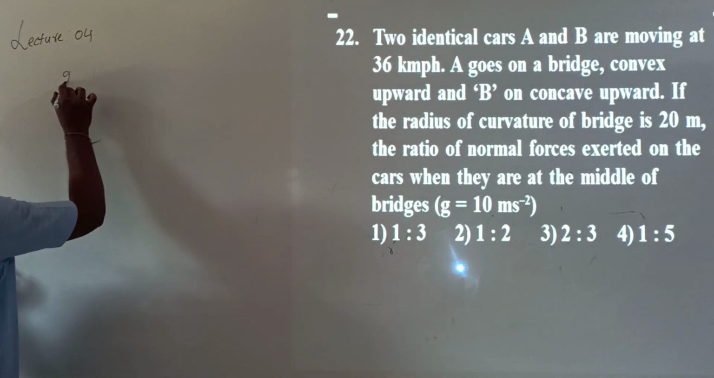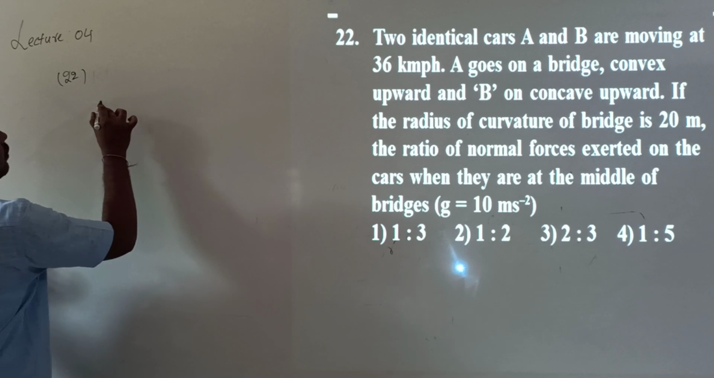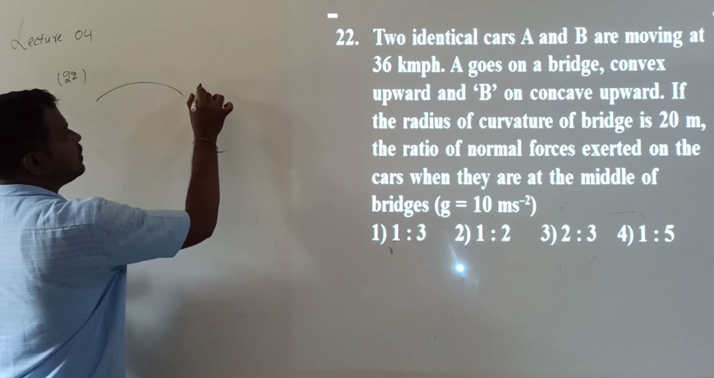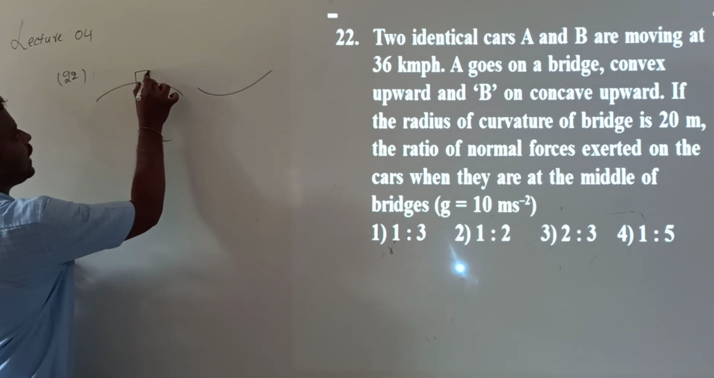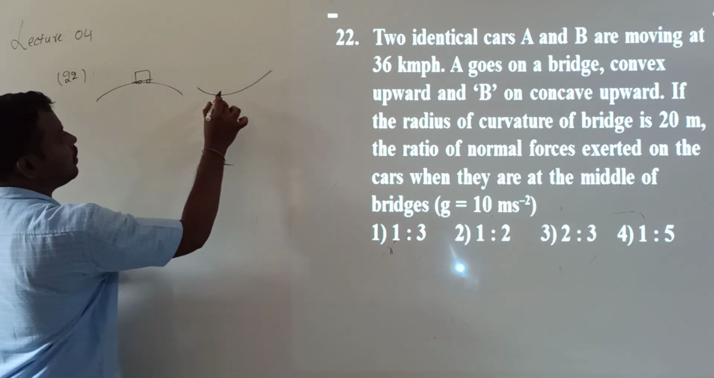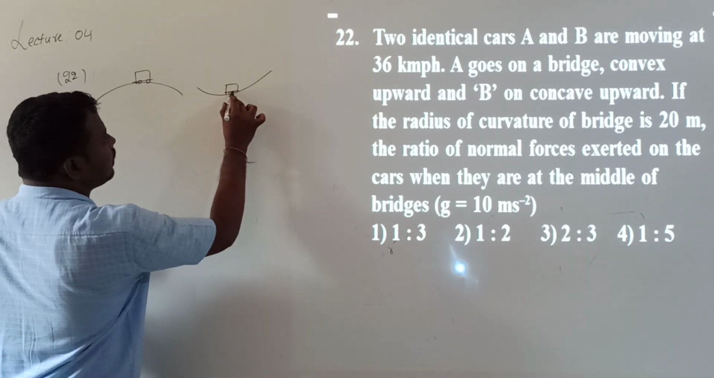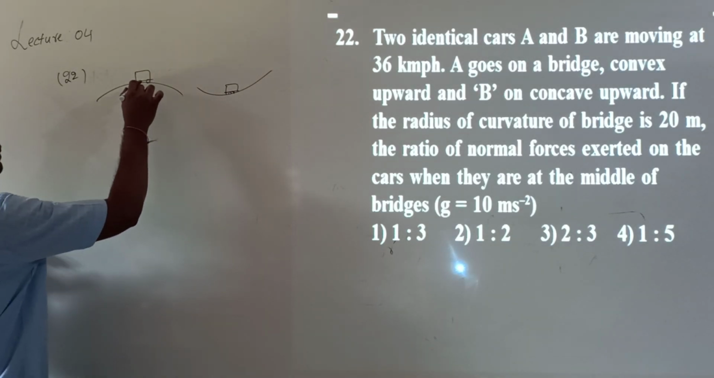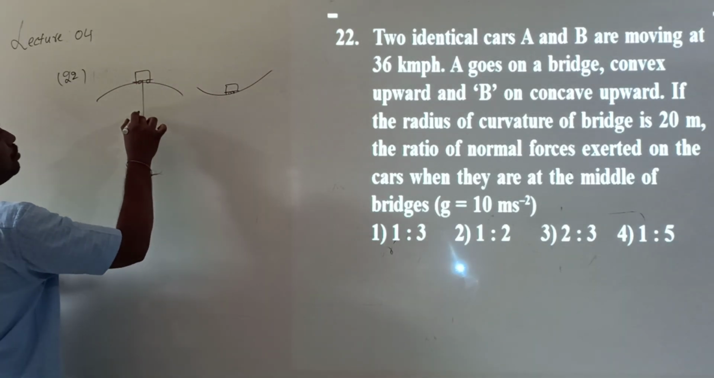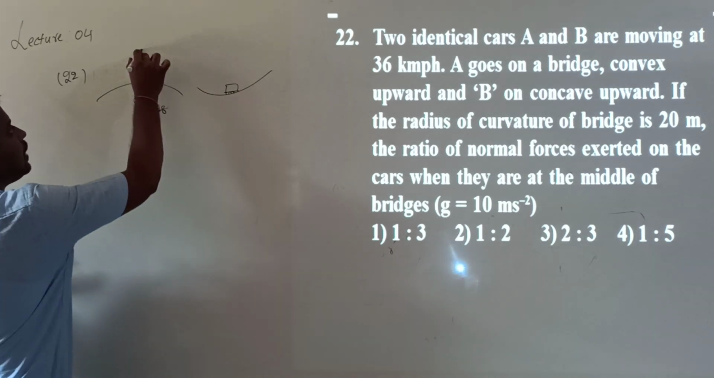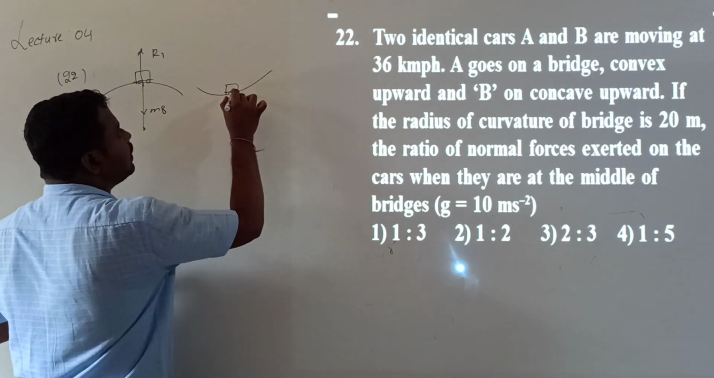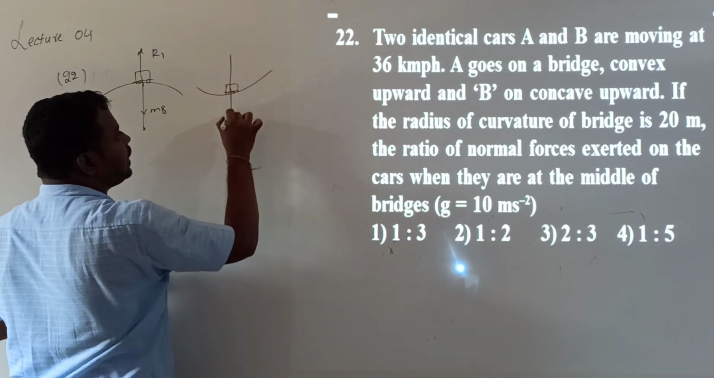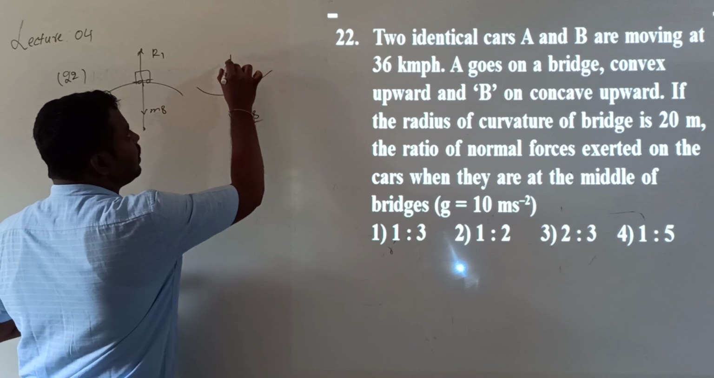Two bridges are given here. One is a convex bridge, the first one, and the other is a concave bridge, the second. In both cases, the vehicle is exactly at the midpoint. So here it is also at the midpoint. At this point, its weight is given by mg, and the normal reaction is given by r1. Whereas at this point, its weight is given by mg, and the normal reaction is given by r2.